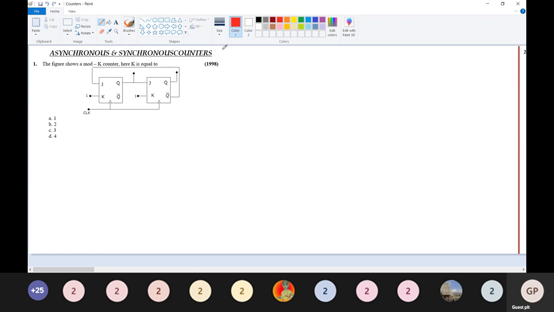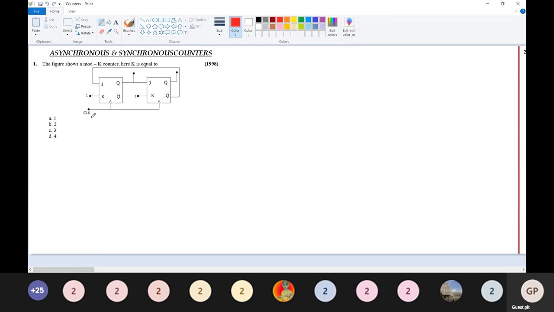In today's class, we will discuss some problems in digital electronics where the problems are asked in the GATE examination. So the topic is asynchronous and synchronous counter. So in the first problem, the figure shows a modulus K counter.